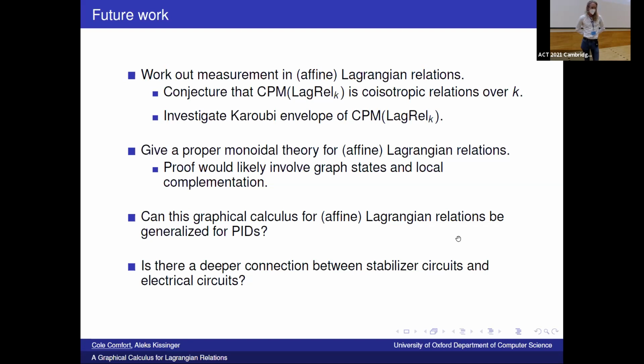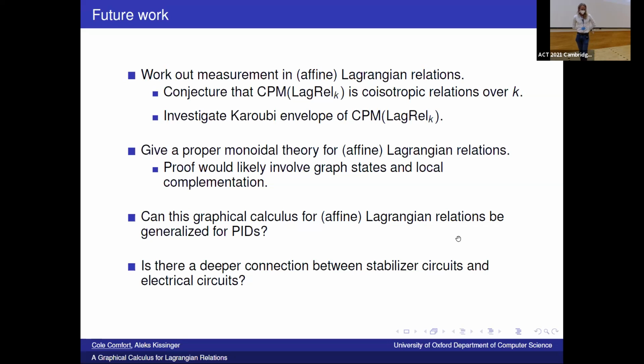And the proof of this would probably just be the completeness proof of the stabilizer ZX calculus, which would involve looking at graph states and local complementation. And then there's also a kind of technicality which we just decided not to do, namely that there's a way to define a Lagrangian subspace not just over a field but over any PID. So it's probably possible that all of this stuff holds when K is a PID.